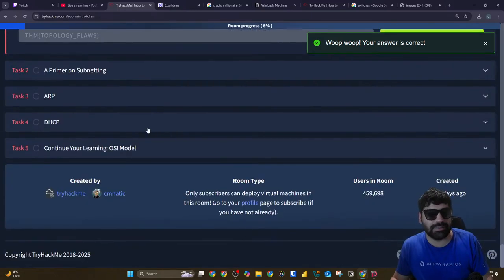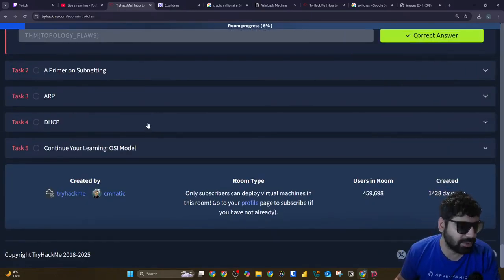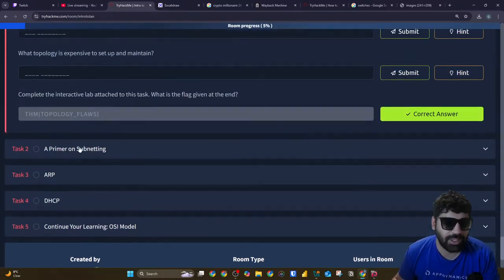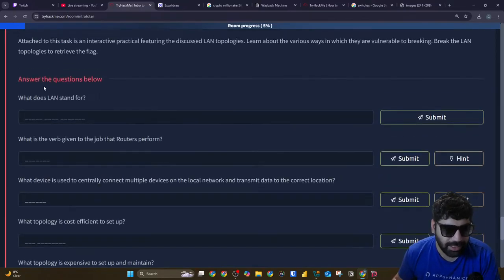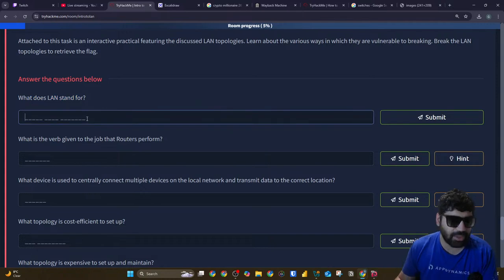Okay, let's do this task, and then because my throat is giving up on me, we'll do task 2, 3, 4, 5, and other things tomorrow. But let's complete this. What does LAN stand for? LAN is your local area network.